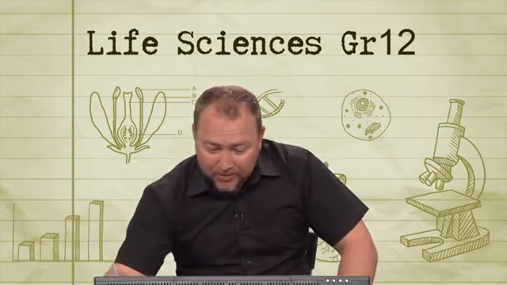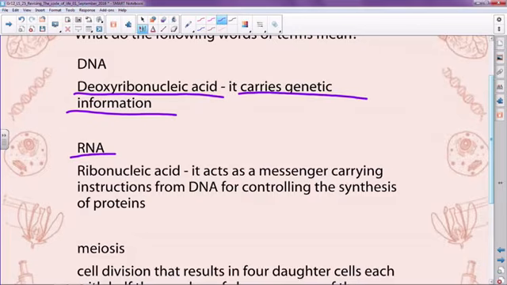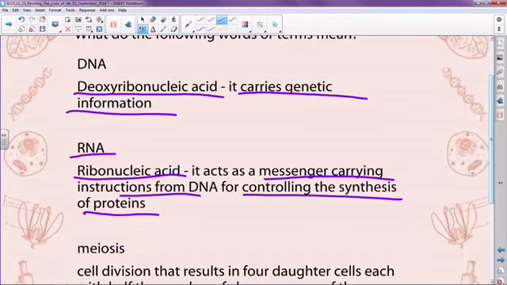Next one, we have RNA. RNA is very, very similar. Name-wise, the only thing it doesn't have, if we have a look at it, is deoxyribose nucleic acid, and RNA is ribose nucleic acid. It doesn't have the deoxy in it. It acts as a messenger to carry information from DNA for controlling the synthesis of proteins. That's all it is. It is the carrier of information from one place to the big factory that makes proteins.